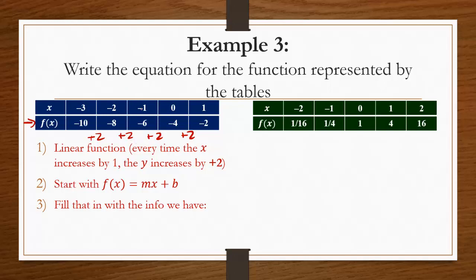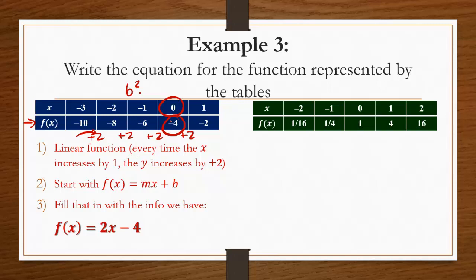The other thing we need to know is what's the b? The b is, remember, whatever f of x or y is when x is 0. So in this case, it's negative 4. So our answer is f of x equals 2x, which I got from right here, because that's what's going on between each step, minus 4, because we have a negative 4.